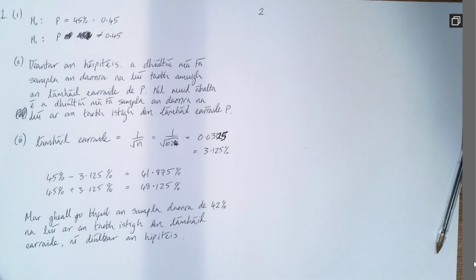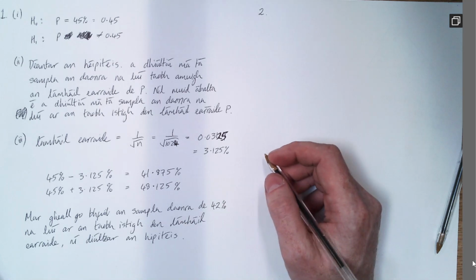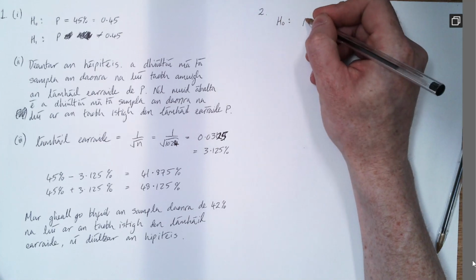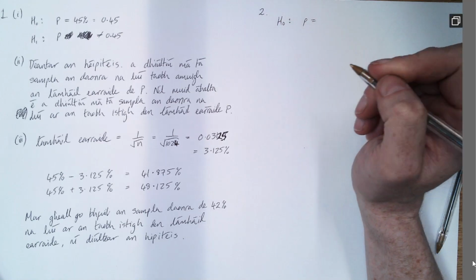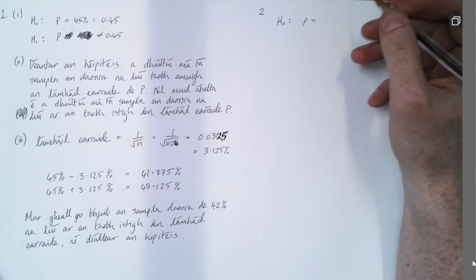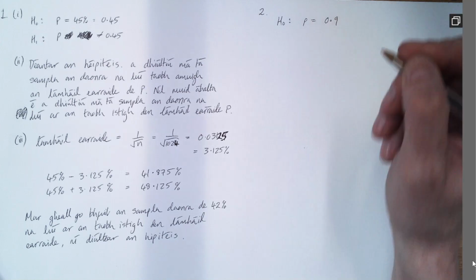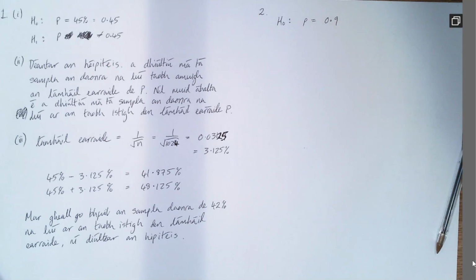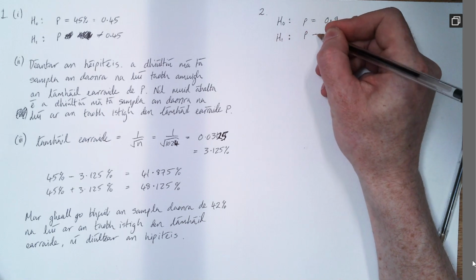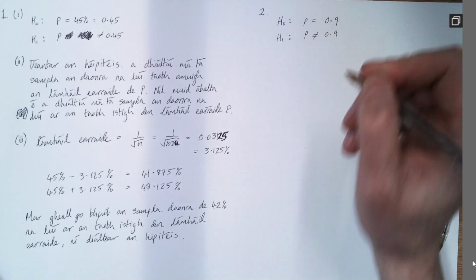Excellent. P equals 0.9. Why here? Because they're claiming that they can cure 90%. So that is the null hypothesis. Now the alternative hypothesis is P is not equal to 0.9.